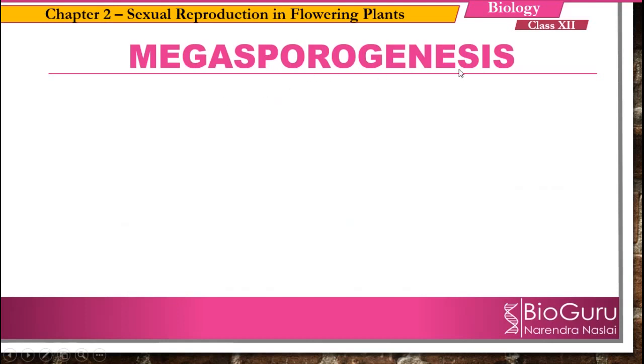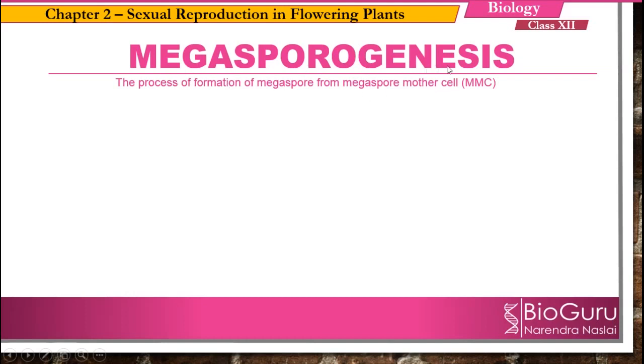Now, megasporogenesis. What is megasporogenesis? Megasporogenesis is the process of formation of megaspores from the megaspore mother cell. In short, MMC. One mark important: expand MMC. That is megaspore mother cell.